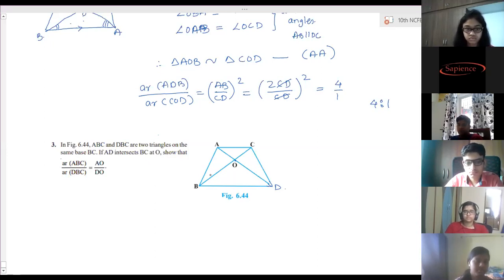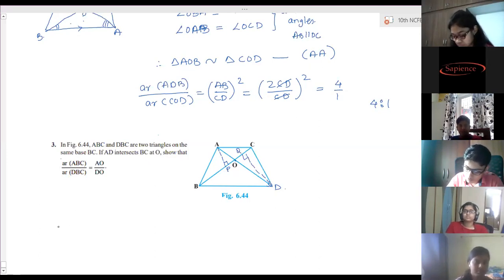We cannot use the similarity formula here, because we are not able to prove ABC and DBC similar. We don't know anything about those, other than that they are on the same base. So what we have to do is construction, drawing parallel lines or perpendicular lines on the base. So here we will take perpendicular AP. Draw AP perpendicular to BC because we have to use the formula half into base into height, and DQ perpendicular to BC.